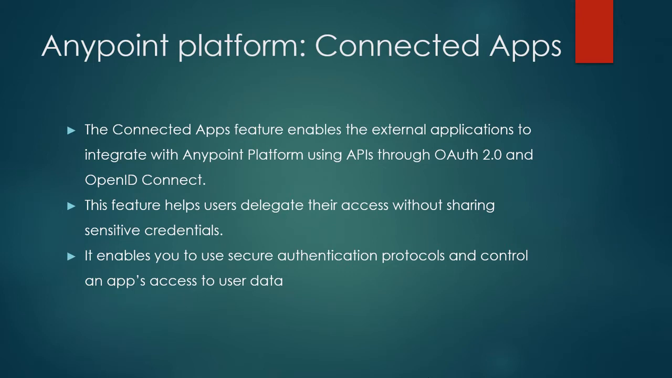So let's understand the Connected Apps feature. The Connected Apps feature enables external systems to integrate with Anypoint Platform using APIs through OAuth and OpenID Connect. This feature also helps to delegate access without sharing sensitive details or credentials. It also helps to secure the authentication protocol and control an app's access to user data. Now let's move on and see this whole picture in practice. We will see it through an example.